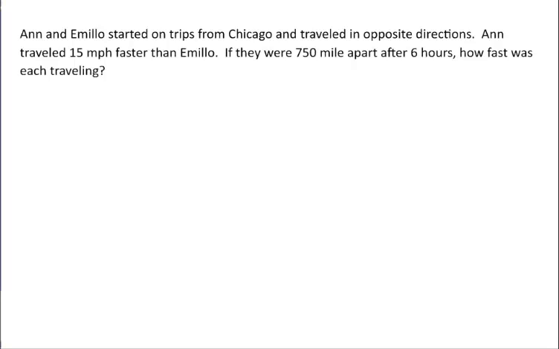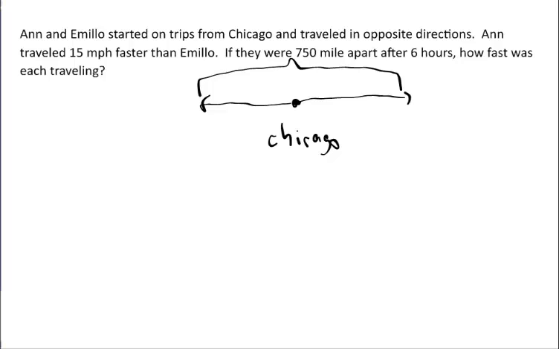Okay, Ann and Emilio started on trips from Chicago and traveled in opposite directions. Ann traveled 15 miles per hour faster than Emilio. If they were 750 miles apart after 6 hours, how fast was each traveling? So keep in mind now, if we've got Chicago in the middle, one is traveling this way, one is traveling this way, and so we're looking at this total distance being 750. All right, that whole thing is going to be 750.